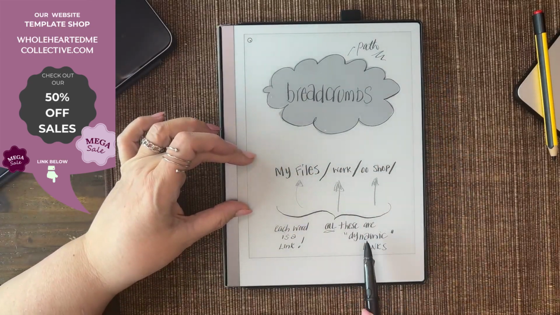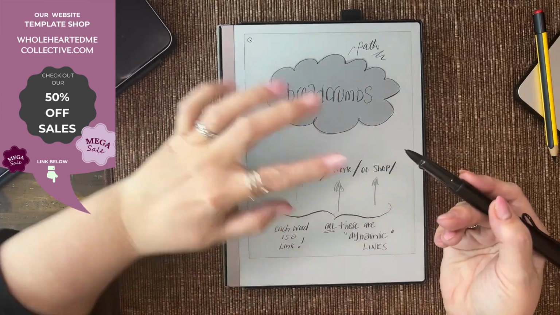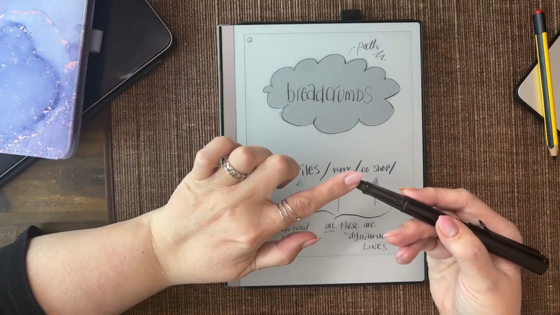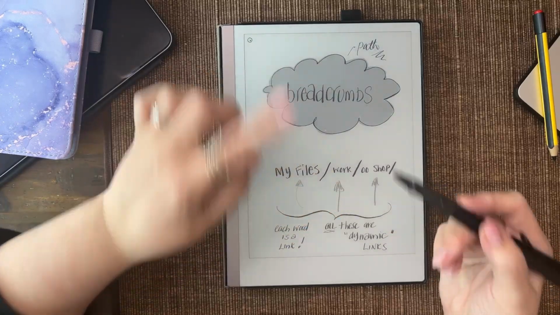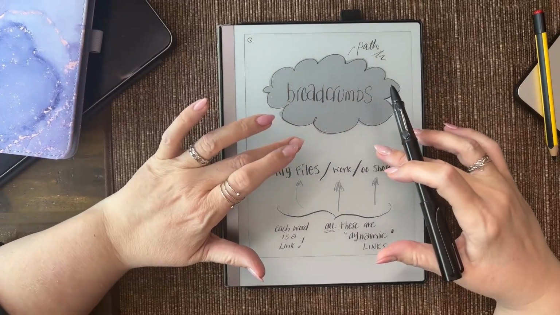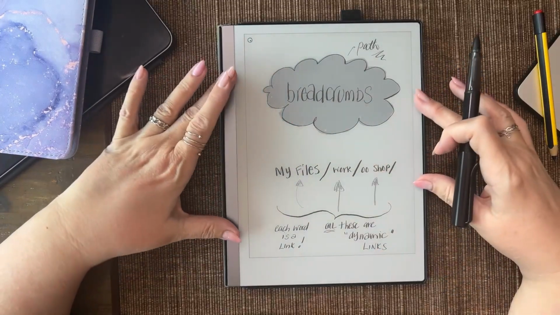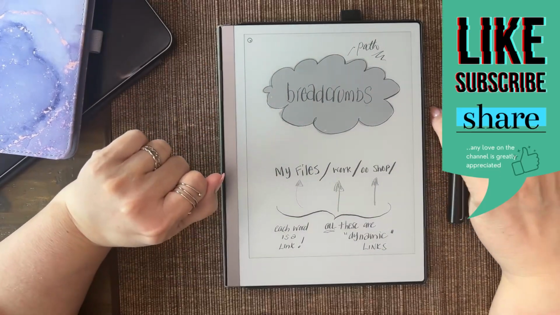They are dynamic links. Each word is a link and you can use your finger or you can also use your marker pen. It will work with both out in the home directory. That does not work that way inside of a hyperlinked document, but out in the home directory, that's how it works. So I hope that helps.